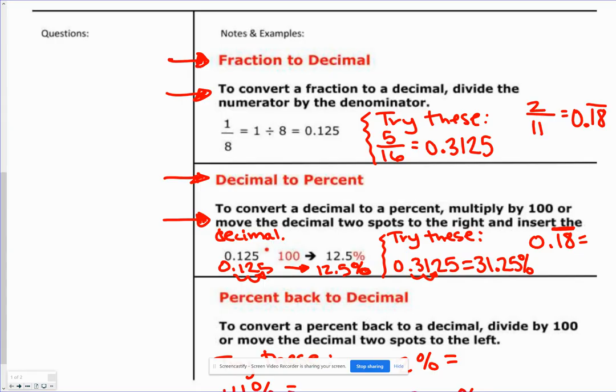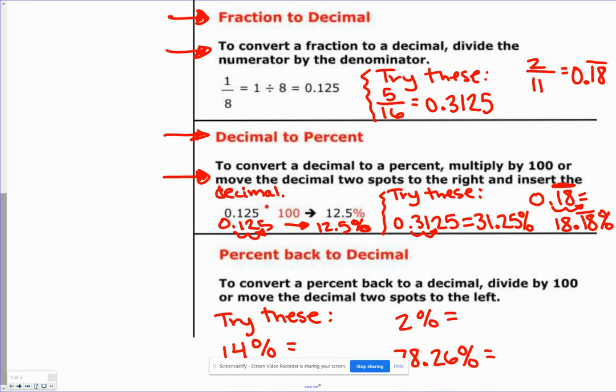All right, if we made this a percent, we would move it over 2 spots, 1, 2, but then we would have to add in something after the decimal. 18 point what? What do you think? Hopefully you said 18.18 with the repeating and then percent, because it's not just 18%. It has that repeating, so we have to include that repeating after the decimal. If you're not keeping up, make sure to pause the video.